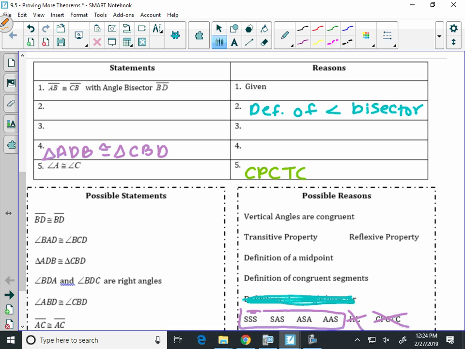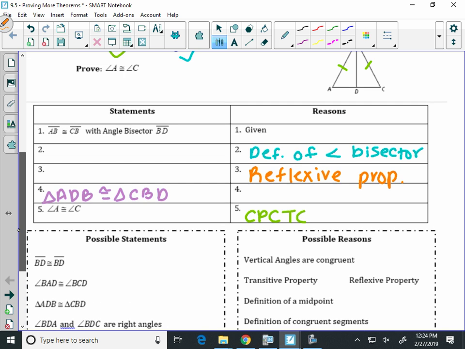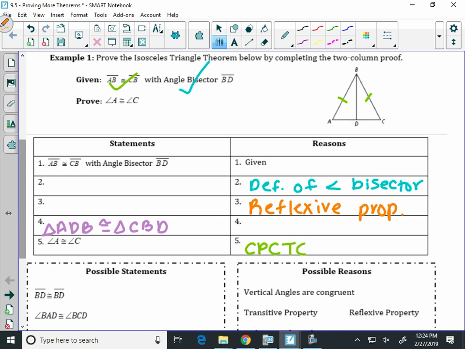Reflexive property. Every single time. Shared side triangles, you always put reflexive property. That's the only time you put reflexive property, when you have shared side triangles. So if you have a bow tie, you never put reflexive. And then again, we don't know what this is yet until we fill in the rest of our proof.